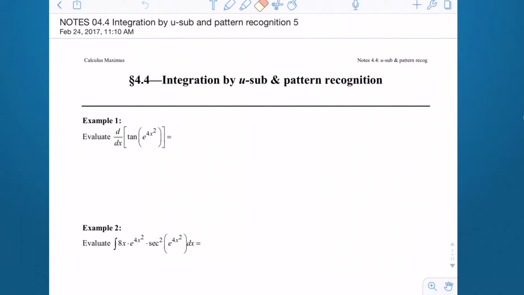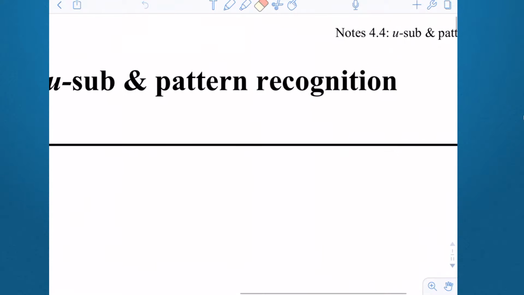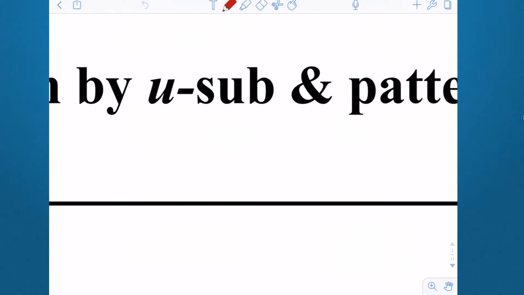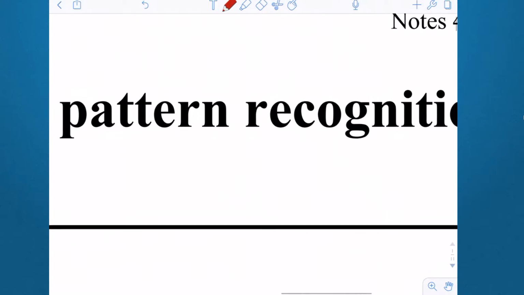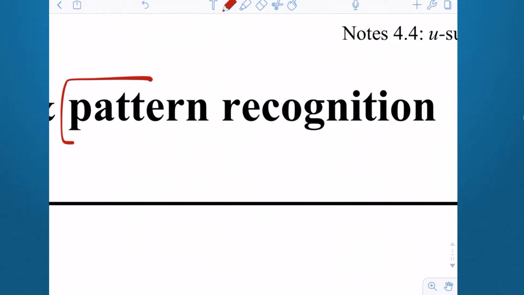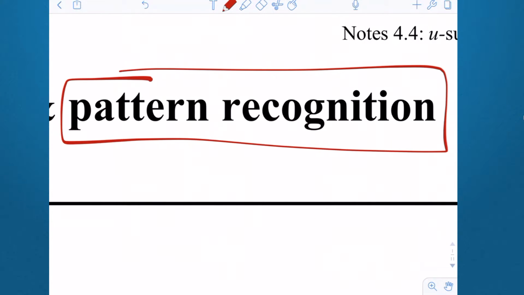All right, so 4.4 is called integration by U substitution, also pattern recognition. We talked about U substitution a little bit a couple sections ago, and you would have been like, wow, that looks like magic. How does that work? We'll show you again in this section. But a lot of the time when you can do the process called U sub, pattern recognition works equally as well without doing the formal U sub process.